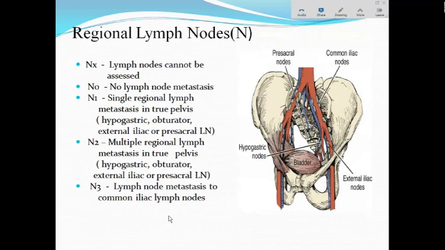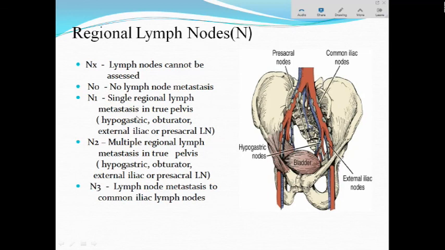So about the regional lymph nodes. N1 is a single node in the true pelvis. So remember HOPE, H-O-P-E: hypogastric, obturator, presacral and external iliac nodes. Around the hypogastric plexus; external iliac, around the external iliac artery or vessels; presacral, in front of the sacrum. So always remember H-O-P-E.